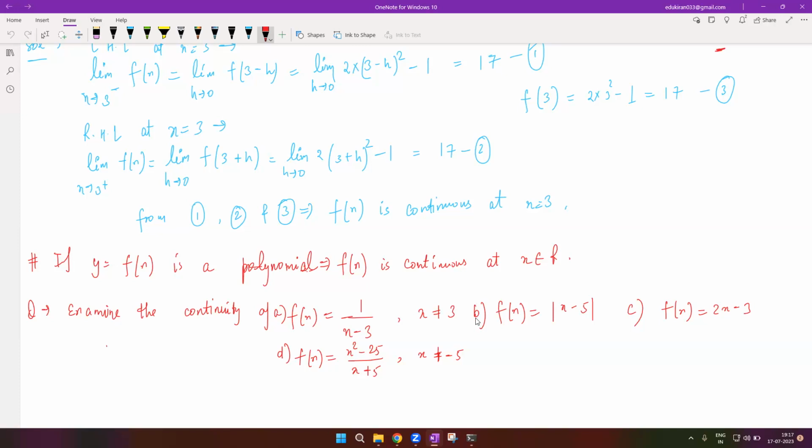So for B, this is a modulus function, right? And modulus function is always continuous.